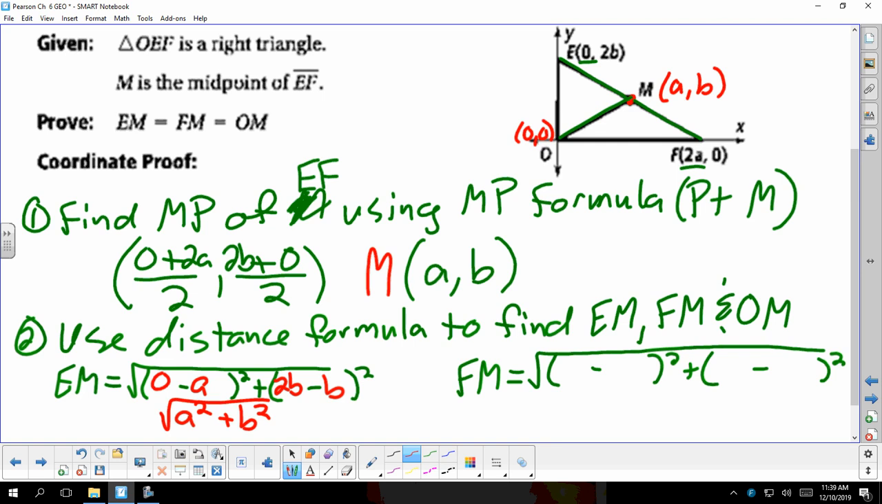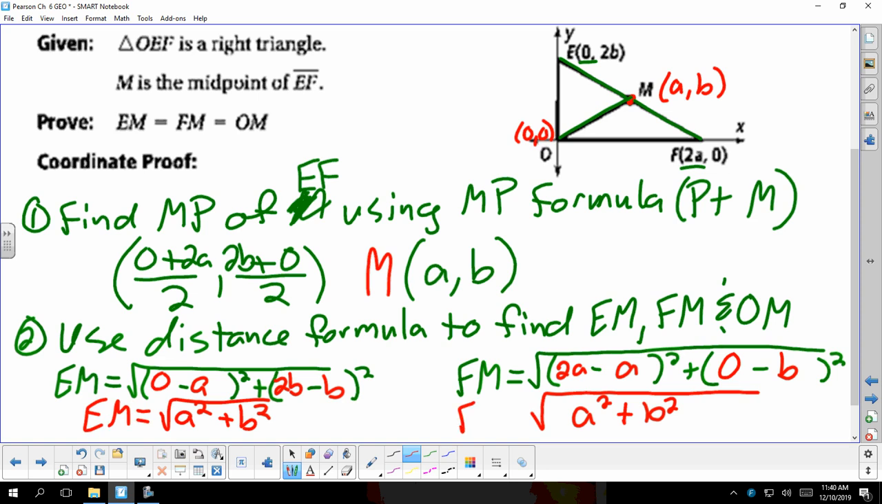Remember, I'm just comparing the distance. I want to see if they're the same distance. So FM, we put 2a and 0, and M is a and b. So now what I get, 2a minus a is a squared. And then negative b times negative b is b squared. All right, so EM and FM are congruent.